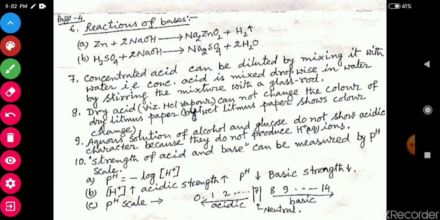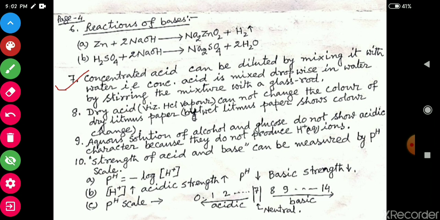Bases also react with metal to give metal salt and hydrogen. For example, zinc plus 2 NaOH gives Na2ZnO2, sodium zincate, and hydrogen. Again, a similar reaction: when a base reacts with H2SO4 or any other acid, it produces salt and water. Concentrated acid can be diluted by mixing it with water.